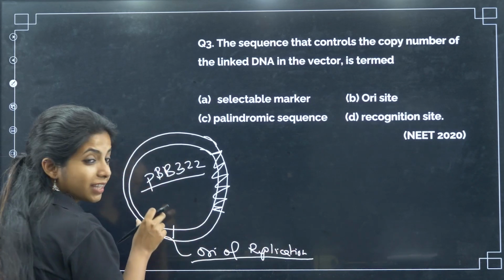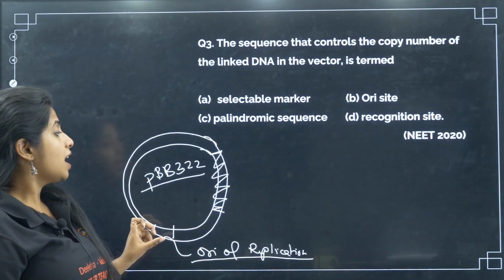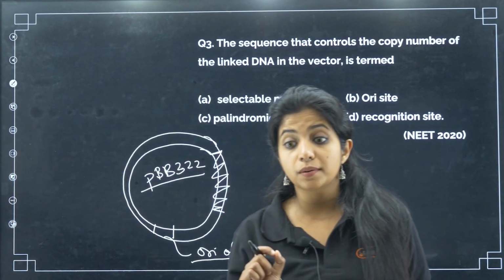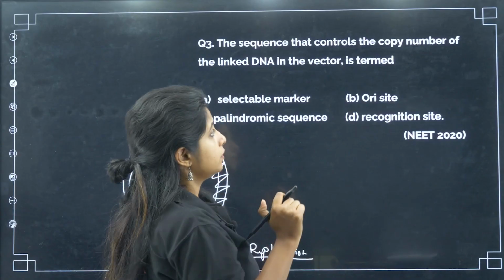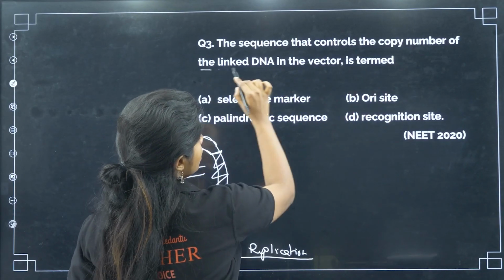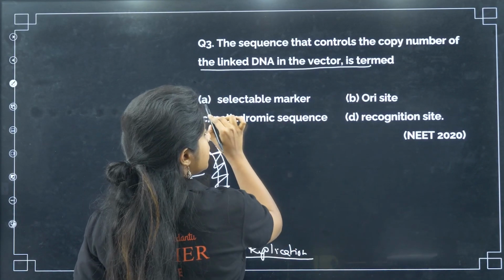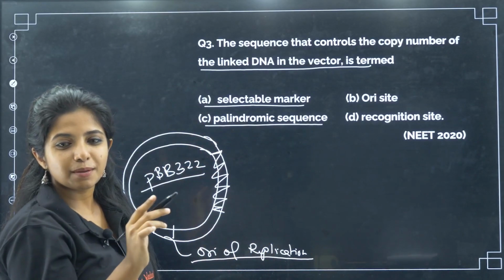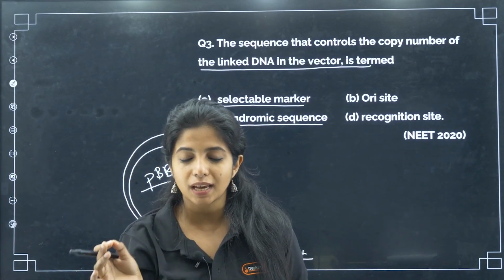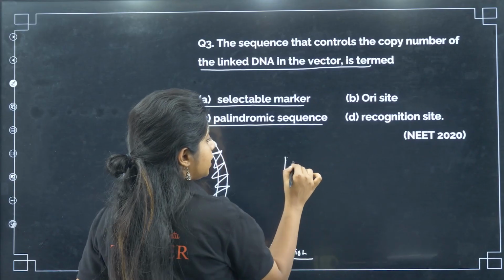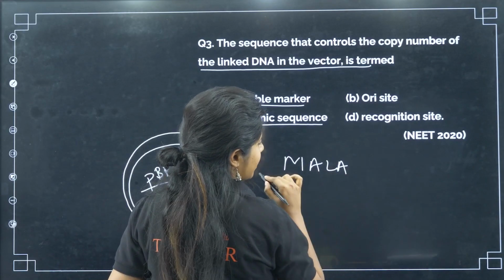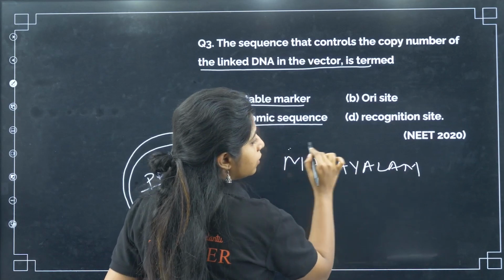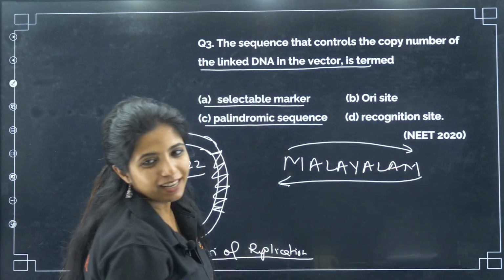ORI site is where the DNA polymerases will come and attach and do the replication. It is also the site which will decide how many copy numbers would be made. So sequence that controls the copy number of the linked DNA in the vector is termed as selectable marker? No. Palindromic sequence is something that you can read the same from both the sides. For example, Malayalam. Any Malayalis out there? Malayalam. I am a Malayali. So if you read from here, it's Malayalam. If you read from here, that's also Malayalam, right?